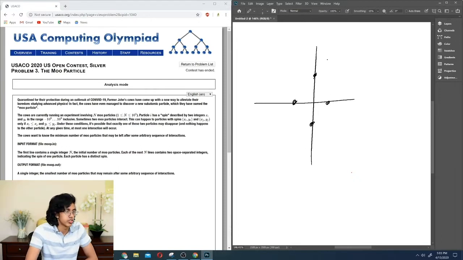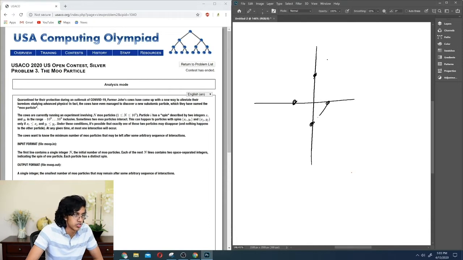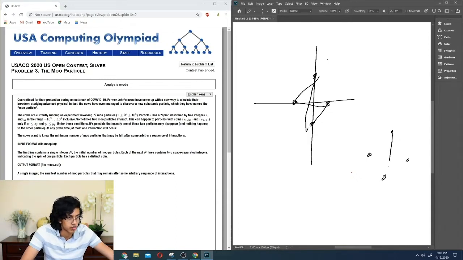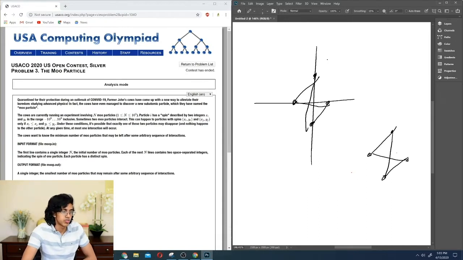What happens if we draw links between the ones that can kill each other? So these two could kill each other, and then this one and this one could kill each other. So we basically have this, and then that, like that, like that, like that. Okay, so these are the ways that particles could kill each other. Basically the point is you can only delete stuff that's connected, right?